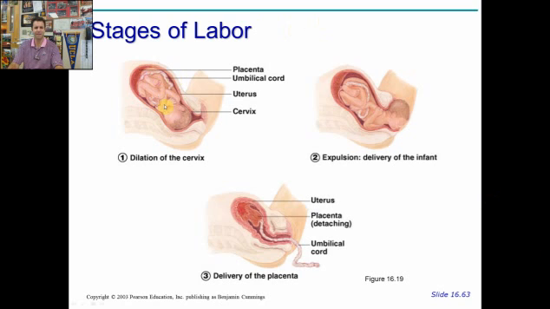And this is what it looks like. Here you have the baby upside down. Head's going to come out first. And then finally you have the placenta with the umbilical cord attached to the baby that has to also be birthed.